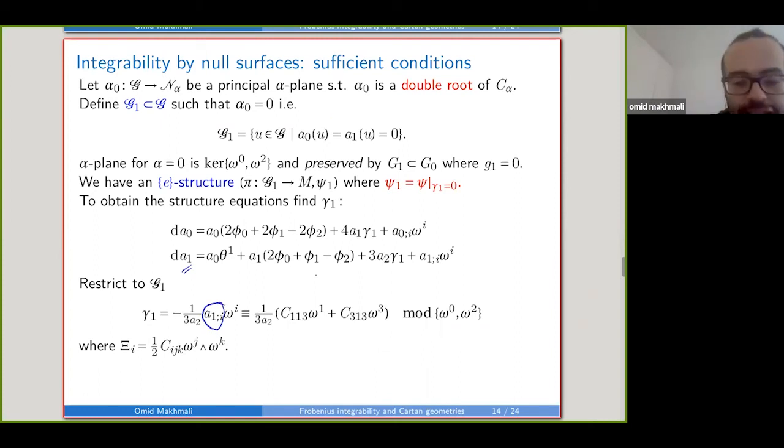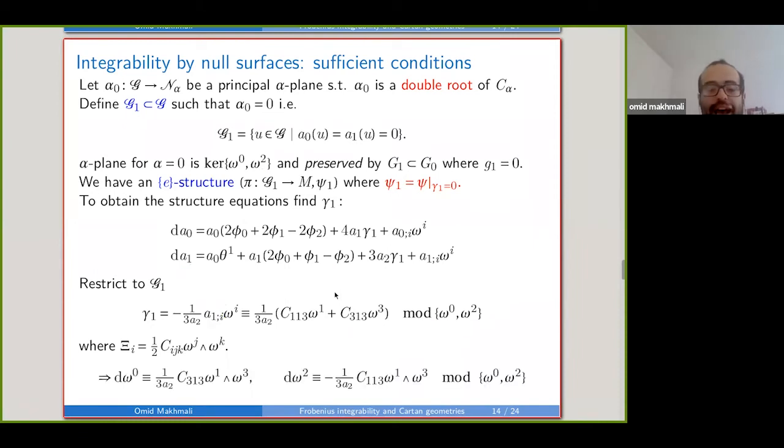Now we go and check d squared equal to zero, and we find that gamma one can be expressed in terms of quantities that still survive in the structure equation. In particular, if you work modulo our ideal, then gamma one is written this way, and this is two components of the Cartan tensor. Having this reduced form of gamma one, we would like this to be integrable. That means we want d of omega one and omega two to be zero when working mod our ideal. They are zero if these two are zero.